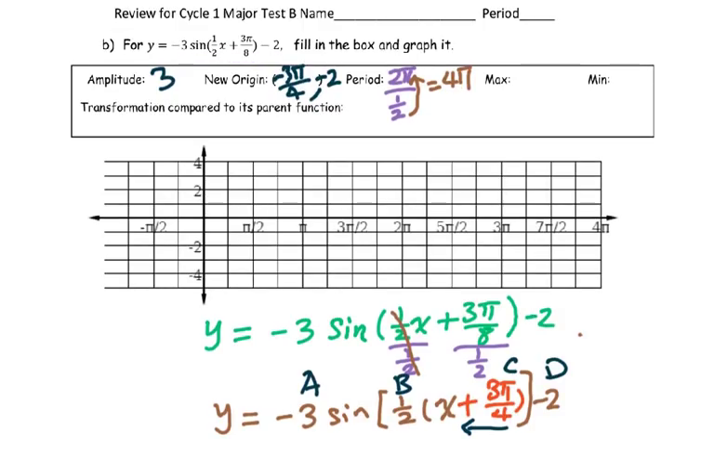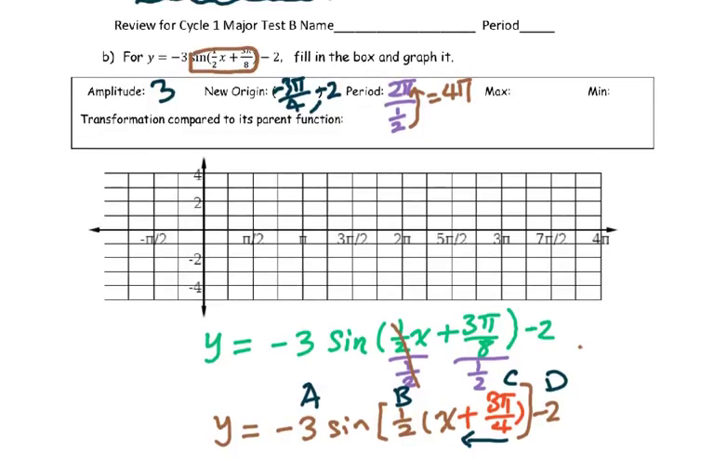Maximum, we can make this sine function into plus or minus 1. So we got 1 is -3 times 1 minus 2. We got -5. The other is -3 times -1 minus 2. That's 1. Maximum will be 1, and the minimum is -5.